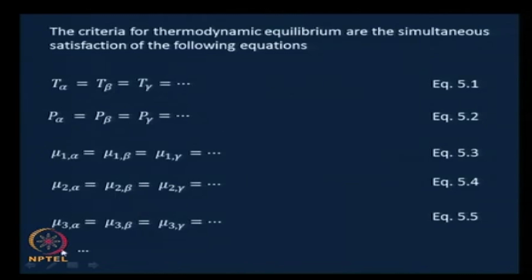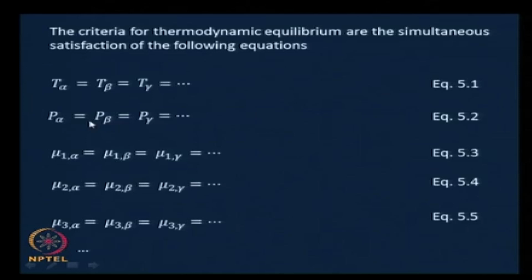So, all these put together are the conditions that need to be simultaneously satisfied for chemical equilibrium. Thermal equilibrium, mechanical equilibrium, chemical equilibrium, all three put together is thermodynamic equilibrium.